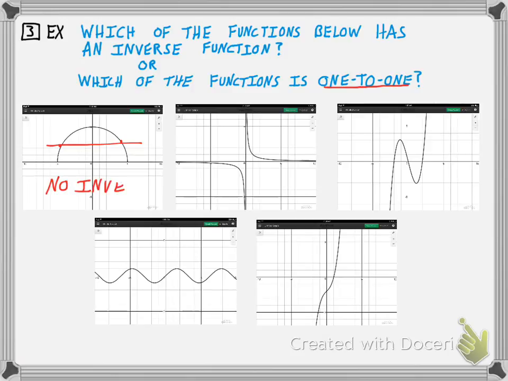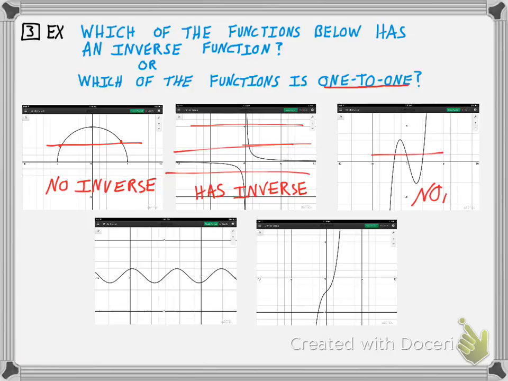If I look at my second graph, this is a reciprocal function, and no matter where I draw my horizontal line, I will never cross more than once, and so this one has an inverse. Next graph is a cubic function, obviously fails, so there's no inverse function for that one.